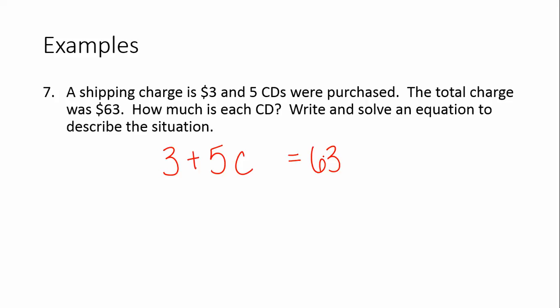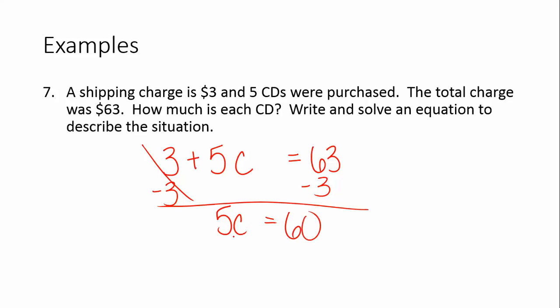So if we take the $3 shipping charge plus 5 times the amount of each CD, it should equal the $63 in total. So now we need to solve the equation. Subtract 3 from both sides. 5C equals 60. Divide both sides by 5, and you see that each CD costs $12.